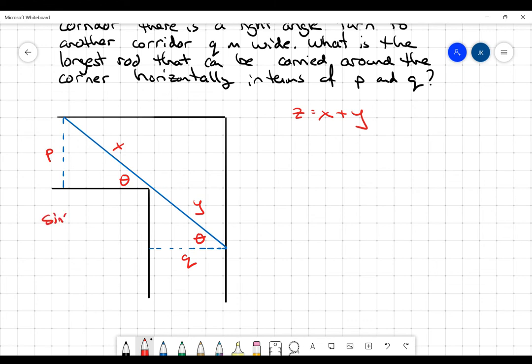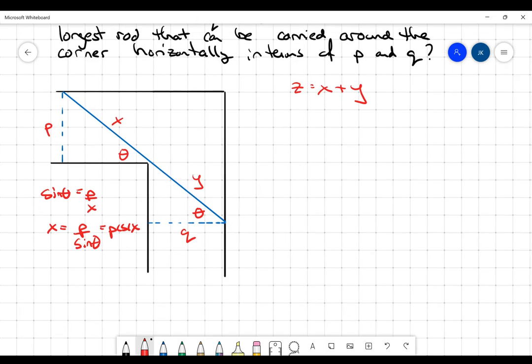In any case, the sine of theta is going to equal p over x, which means if I look for x all by itself, that's going to be p over sine of theta, or p cosecant theta. And I can do the same thing down here. That's going to make the cosine of theta equal q over y, so it's going to be q secant theta. So when I put these together to get my z, I am going to get p cosecant theta. Sorry, I think I put an x over there, it should be theta. And this will be q secant theta.